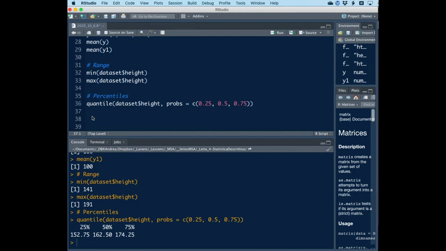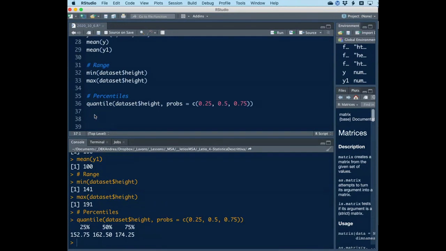So let's think about these percentiles here. The first value is 152.75, and this is the 25th percentile. We mean that 25% of values are lower, right? Then at the right, we have the 75th percentile, 174.25. What does this mean? It means that 75% of values are lower. That also means that 25% of values are higher, right?